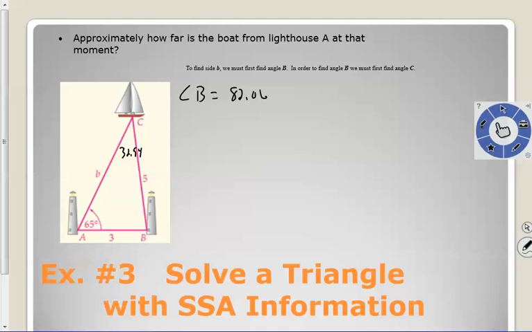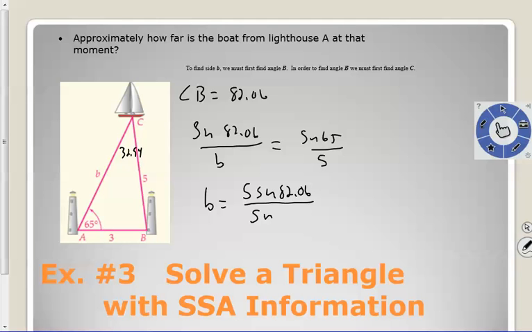Now, set up a proportion. Sine of 82.06 over B equals the sine of 65 over 5. So B is 5 sine 82.06 all over sine 65. That comes out to be about 5.5 miles. Okay, it comes out to be about 5.5 miles. Everyone okay with that part? Awesome.